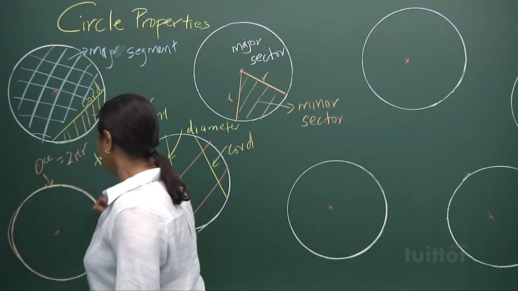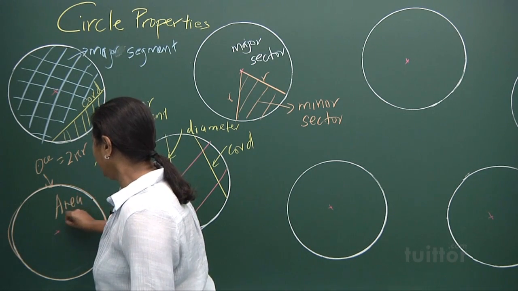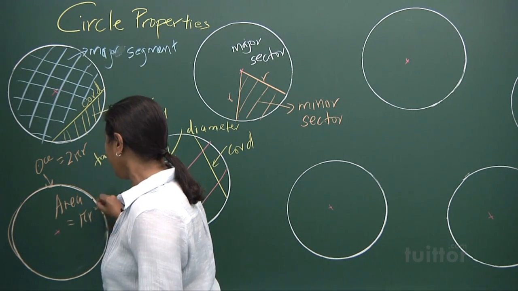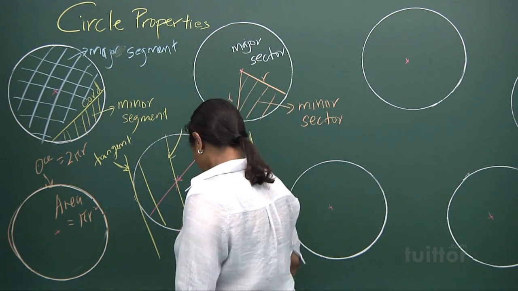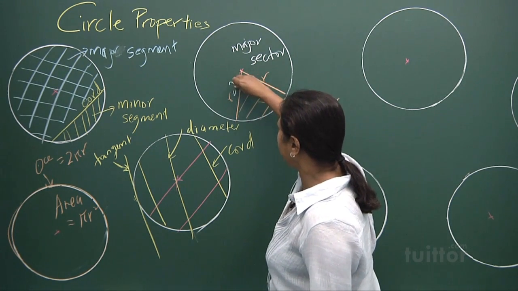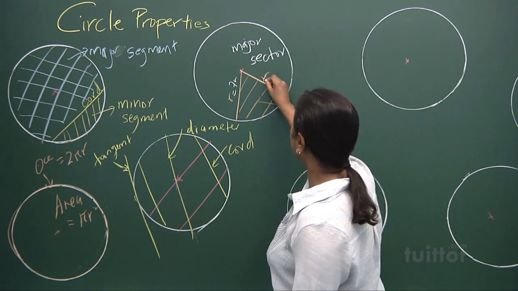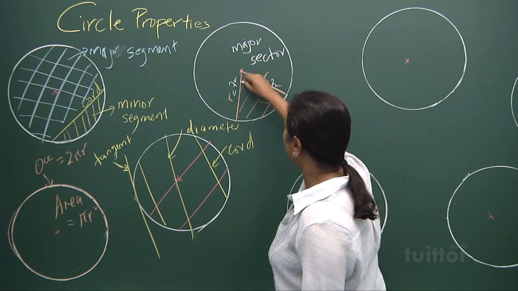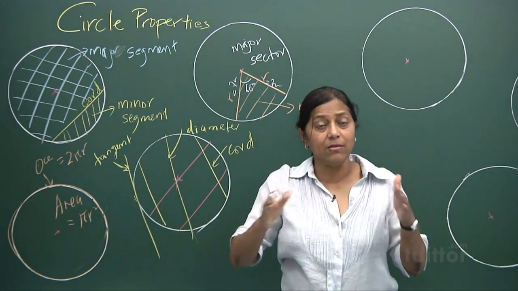So the area of a circle equals pi r squared. Now if I have a minor sector like here, and I said, hey, your angle, your length is 7 cm. Your length here is 7 cm. You are 60 degrees.